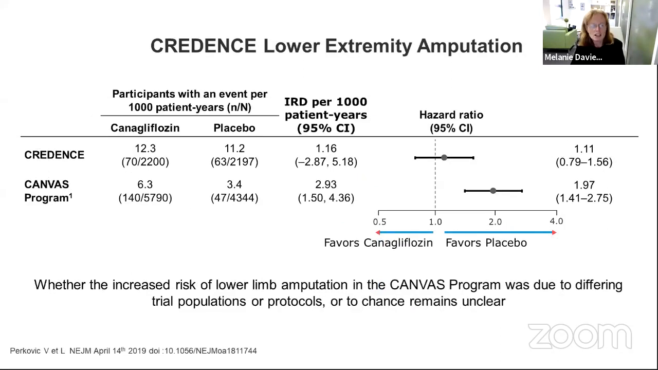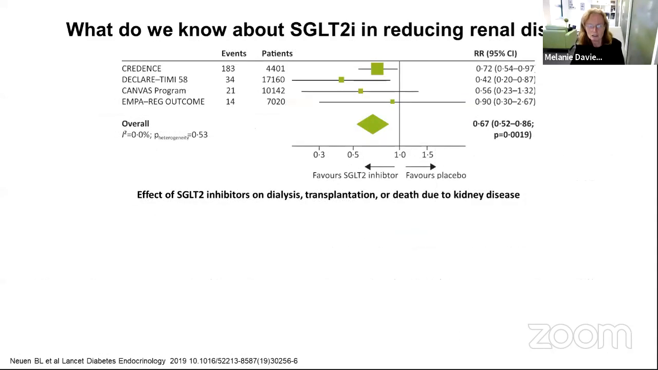There was a concern around the amputations, which was seen in the CANVAS program, but in this high-risk group, where there was obviously some additional surveillance of foot complications, we didn't see an increase in amputation.